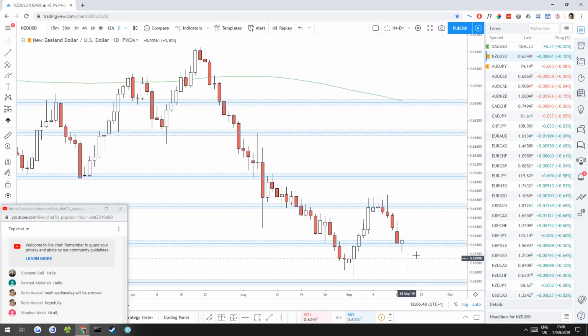And with New Zealand USD, there's potential for a long here at this support area after today's daily candle closes, which is in just under 4 hours.